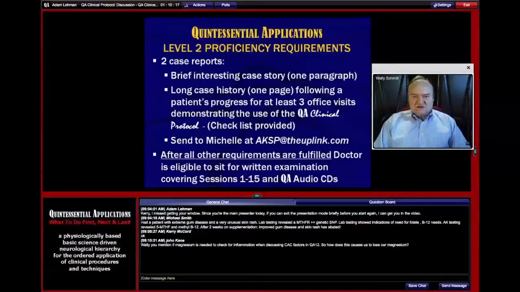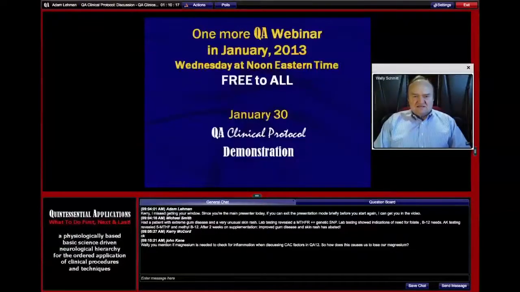Level 2 proficiency requirements require 2 additional case reports, a brief, interesting case story, a 1-paragraph story similar to the IRT story, could be another IRT story, and then a longer case history of 1 page following a patient's progress for at least 3 office visits demonstrating the use of the QA clinical protocol. We'll provide you a checklist to fill in for that purpose. We send these also to Michelle at aksp@theuplink.com. After all of the requirements are fulfilled, the doctor is eligible to sit for the written exam covering sessions 1 through 15 in the QA audio CDs.